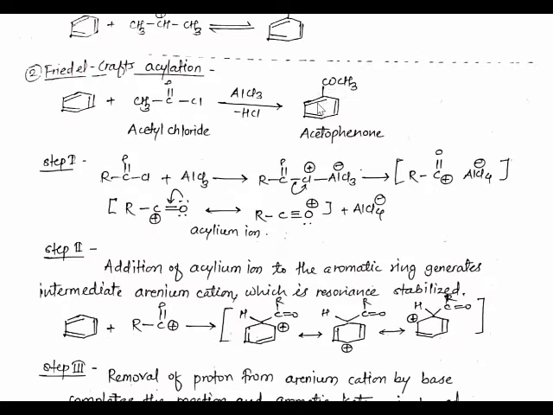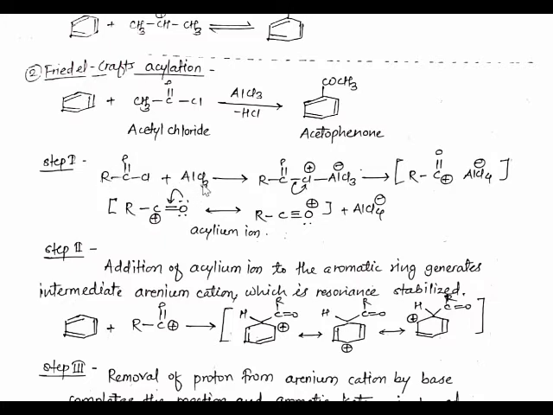I'm saying substitution, not addition or elimination. Just substitution. Substitution means you have to substitute this group on the benzene ring in place of hydrogen. It means you are losing one hydrogen atom and substituting any group, that is any acyl group or alkyl group, in its place. So see, in the first step, same reaction.